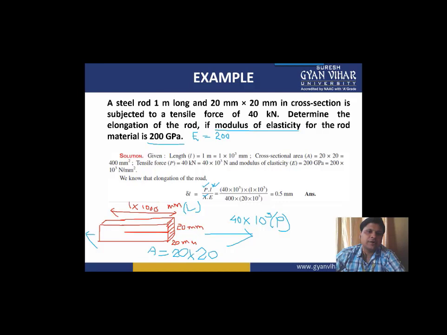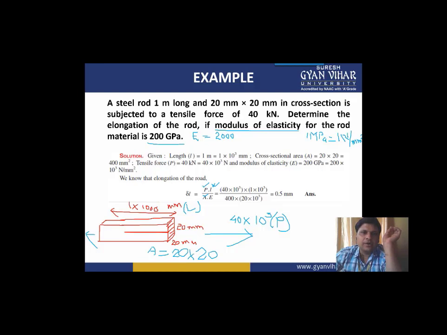If you have to convert it into Newton per mm square, since all the units are in mm, this gigapascal has to be converted into Newton per mm square. For converting it, we all know 1 megapascal denotes 1 Newton per mm square. Now for gigapascal, if you move from megapascal to gigapascal, you will have to multiply with 1000.